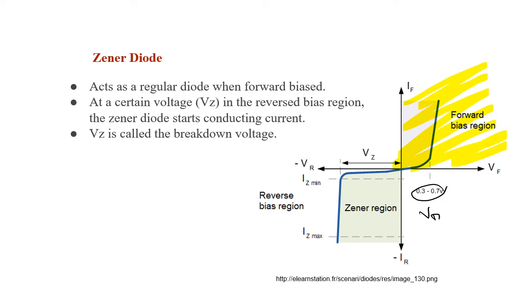So this is Vd. However, in the reverse bias region, a regular diode doesn't conduct current, while a Zener diode also doesn't conduct current until the voltage across it reaches what's called the Zener voltage or the breakdown voltage. Another name for it is the avalanche voltage or VZ. That's when a Zener diode is going to start conducting current in the opposite direction.